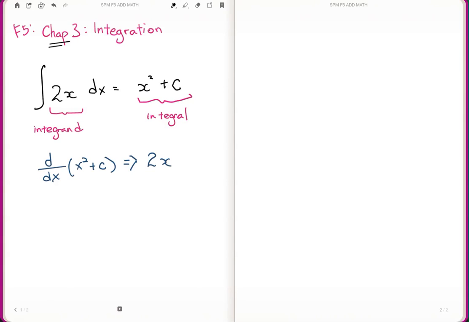Another chapter in Form 5, Chapter 3, Integration. Integration is the core or the essence in the Form 5 syllabus. It covers a huge number of questions in SPM, and it will require the knowledge of differentiation from Form 4. You may watch my Form 4 video for differentiation.